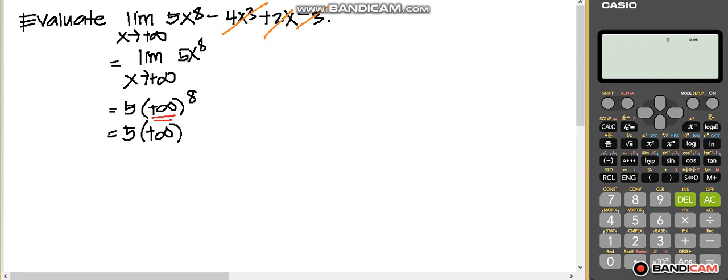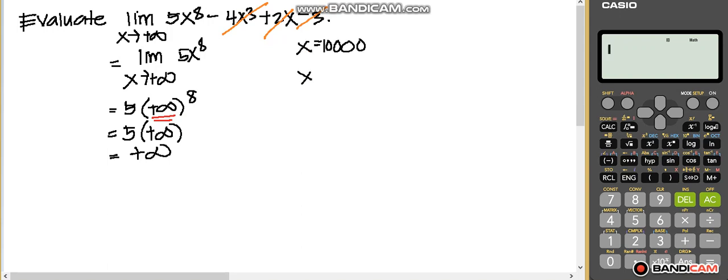Since positive infinity is already a large number, magmumultiply ka pa sa kanya ng 5, mas lalong lalaki yung value niya. Okay? So, 5 times positive infinity, that only means that you are approaching positive infinity. Okay? So, I hope that is clear. Ngayon, kung nagdududa ka naman doon sa solution mo, you may try values of x na malalaki since you are approaching positive infinity. Say x equal to 10,000.